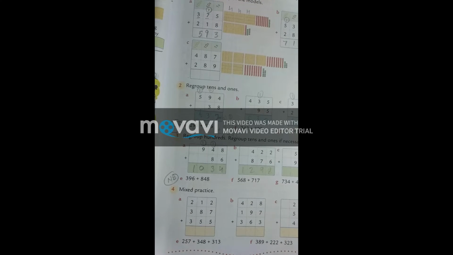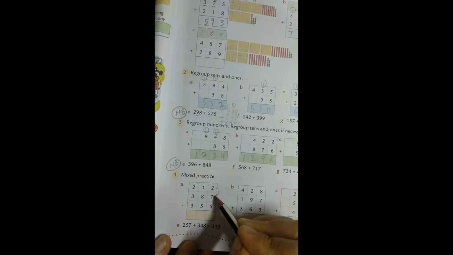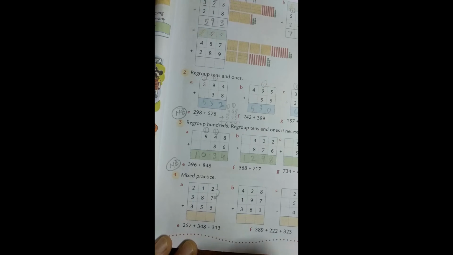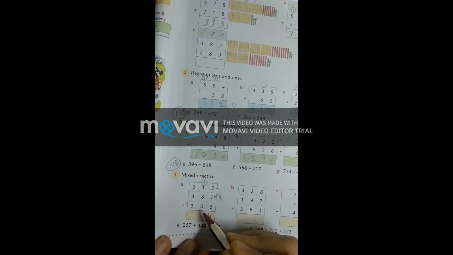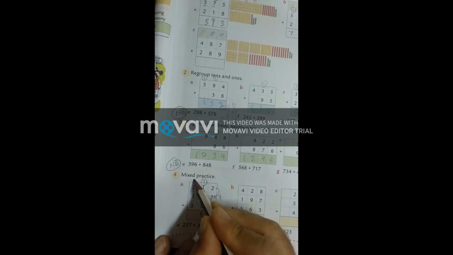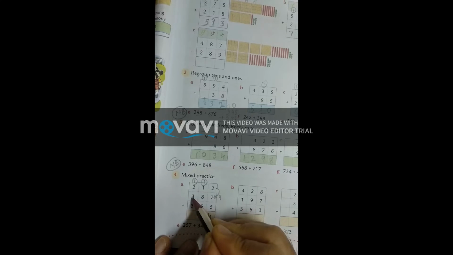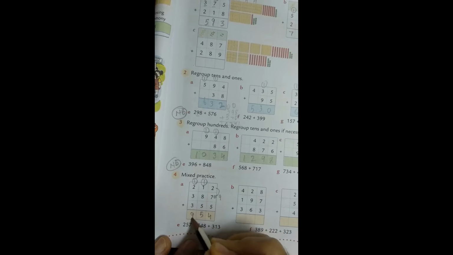So now the mixed problem is there, three lines are there. You can add the first two numbers. 7 plus 2 is 9. Keep 9 in your mind, then add 5. 9 plus 5 is 14, 1 carry. 1 plus 1 is 2. 8 plus 2 is 10. 10 plus 5 is 15, 1 carry. 2 plus 1 is 3. 3 plus 3 is 6. 6 plus 3 is 9.